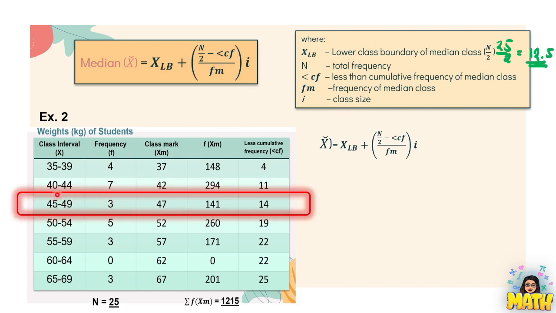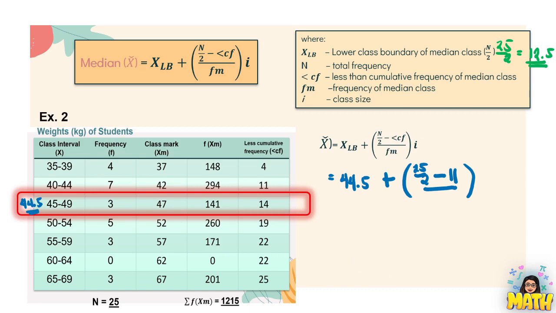So, titingnan lang po natin yung class interval at kung ano yung pinaka-lowest niya, minus 0.5. We have 45 minus 0.5, 44.5. Next, n over 2, 25 over 2, minus the less cumulative frequency. Sa ating less cumulative frequency, hindi po ito yung katapat sa median class, but rather yung less or the frequency before that. So, ang frequency bago mag-14 is 11. So, that is what we call the less cumulative frequency here.